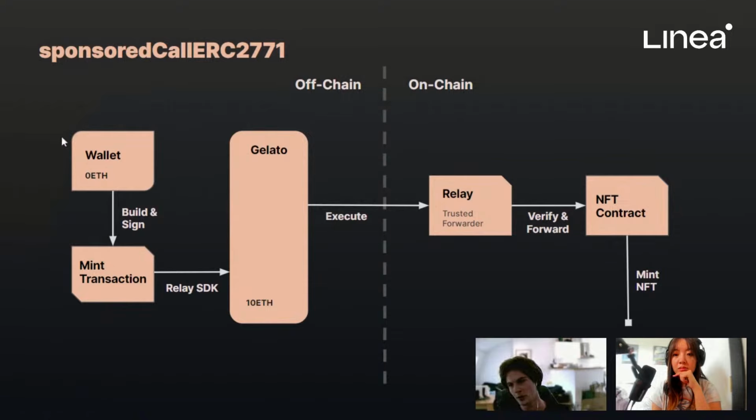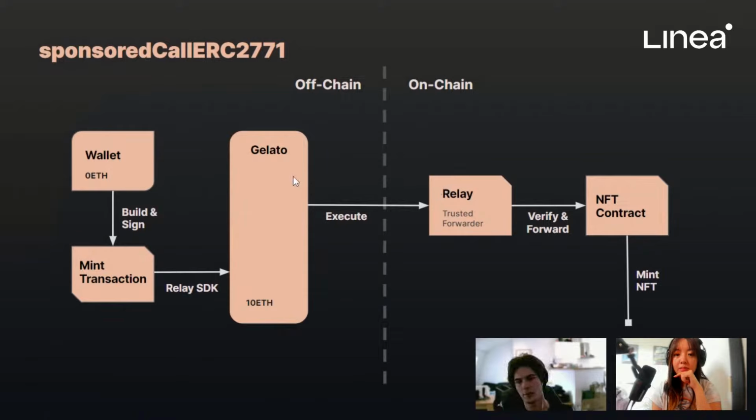So for example, we have a wallet which has no Ethereum or no native tokens, so it's not able to transact on the network. But what we can do is build a mint transaction. We can build this locally, and then have the wallet use its private key to sign this transaction. We then send this transaction to Gelato's backend using the Relay SDK. It makes it super simple. And then one of Gelato's decentralized executors will then put the transaction on-chain. So here we move from the off-chain world to the on-chain world.